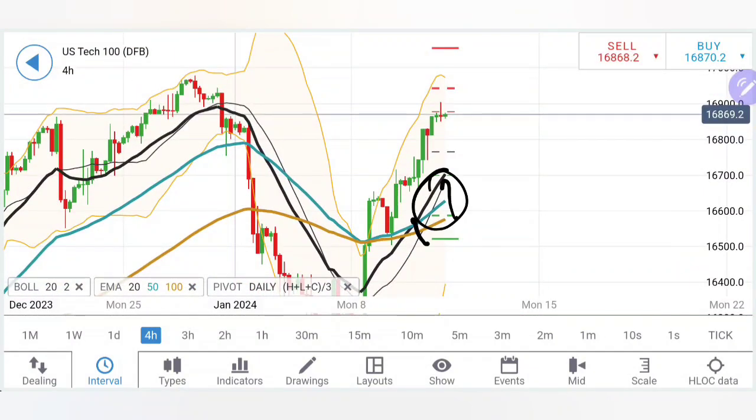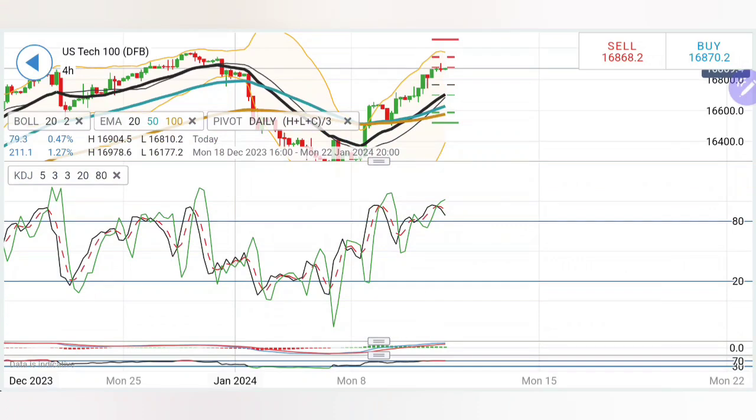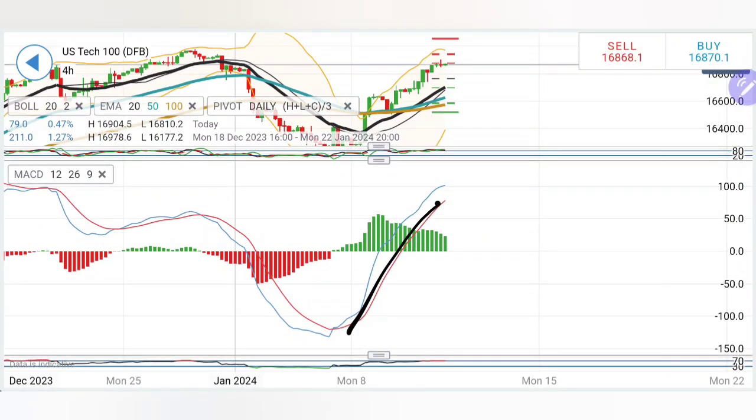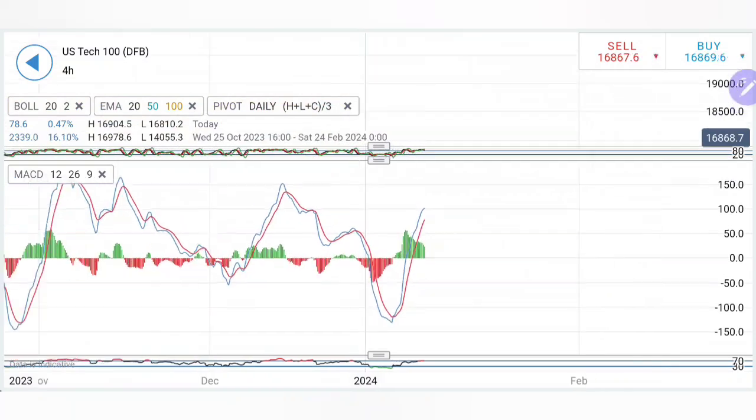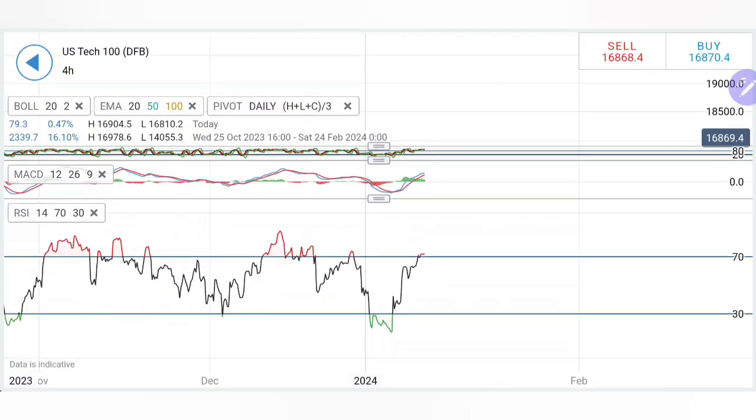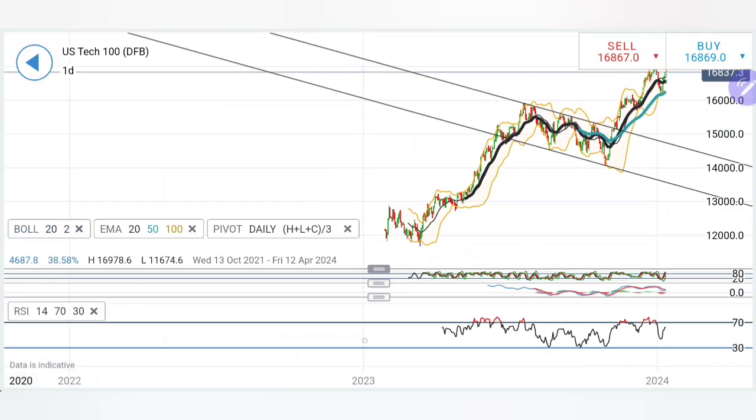Moving averages crossing over here, certainly signs of bullishness. Stochastic is overbought. MACD has seen a good rise. It is trying to converge, but it is not showing any signs of reversal as of now. RSI overbought. Coming to the daily chart.